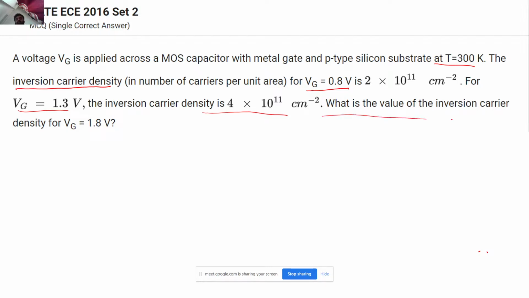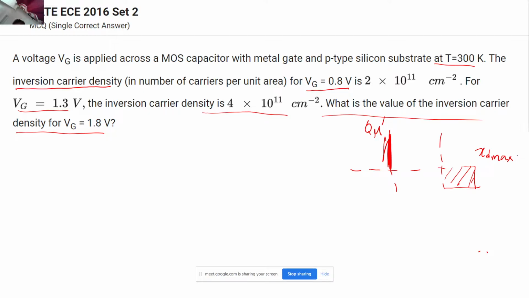Now they are asking what is the value of the inversion carrier density for Vg equal to 1.8, right? So I will draw a charge density diagram just to clear what they are actually asking. As you know, the Vg is always positive over here. So I have a positive line charge over here, which I can represent as Qm dash, right? Corresponding to that, first the region got depleted, correct? It reached the XD max value, right? And after it reached that maximum depletion width, it started to give electrons near this region, correct? So this is what the Q inversion charge is, and this depletion charge I can represent as Q depletion charge.